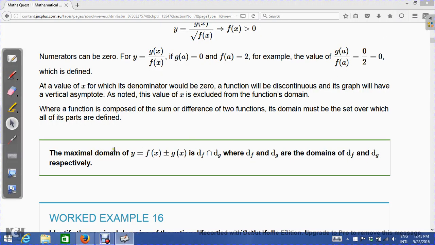So in summary, the maximum domain of f of x plus or minus g of x is the domain of f and the domain of g respectively. So the maximum domain of two functions, f plus another one, is going to be both of those domains, where they intersect.